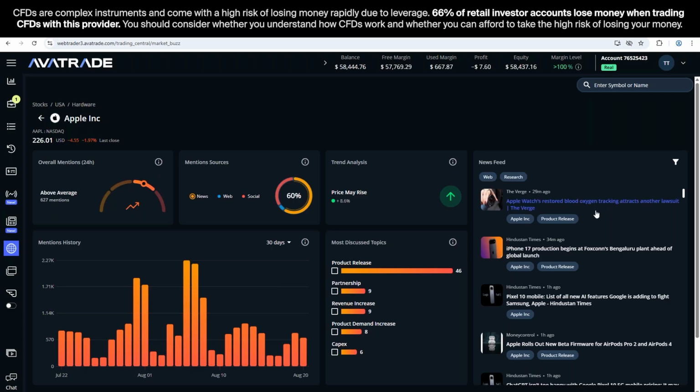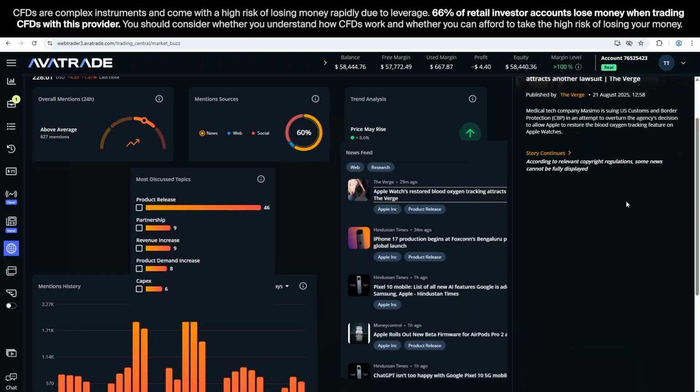So we see some news about Apple Watch. Restored blood oxygen tracking attracts another lawsuit. Well, that doesn't sound good. Lawsuits coming against Apple because the product is claiming to track blood oxygen levels, and maybe someone had a problem and assumed they were healthy when they weren't because of the watch. I'm not sure, but if you want to read about that story, you just click on it.